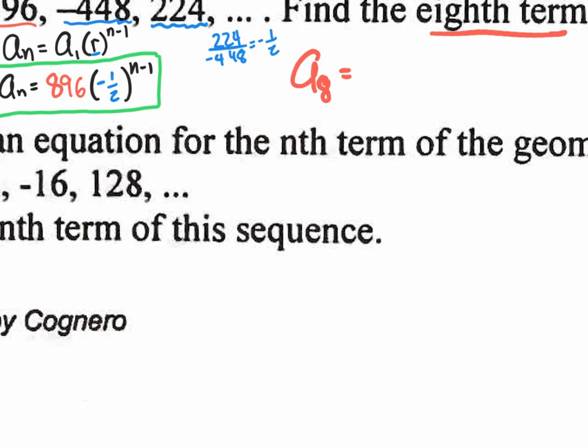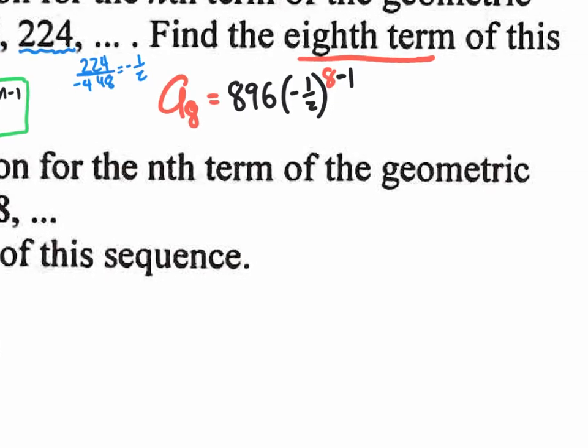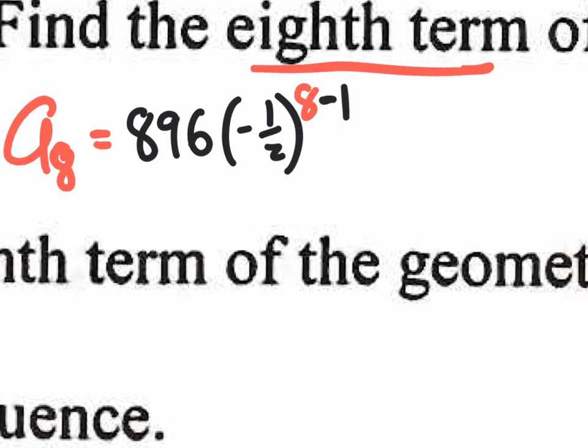A sub 8th equals 896 times negative 1/2 to the, and we're plugging in 8, remember 8 minus 1 power. Okay, so all we need to do is work this out, and we'll have the 8th term of the list. So let's work it out.